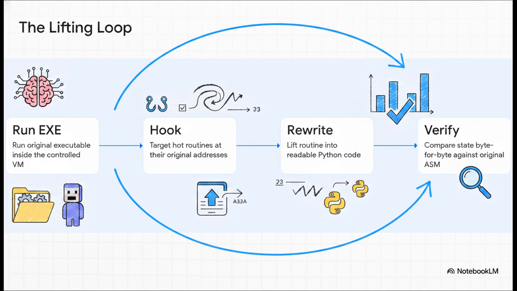Here's how it works. Step 1, the AI runs the original executable inside its controlled VM. Step 2, it targets and hooks individual hot routines right at their original memory addresses. Step 3, it lifts and rewrites that specific routine into high-level readable Python. And finally, Step 4, it runs both the old ASM and the new Python simultaneously and compares the state, byte for byte. It just loops this process, safely transforming the game piece by piece.